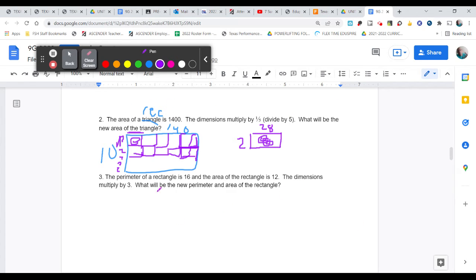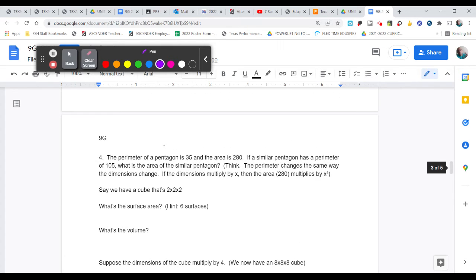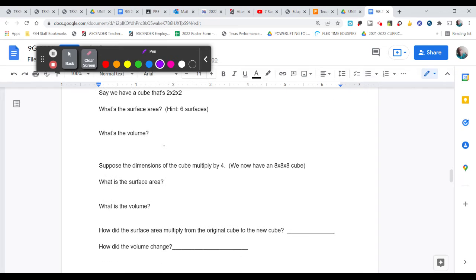All right, so we did those 2. Is everybody good? I want to skip to the 3rd page. This one? No, the back side of that, I should say. Yes. Yeah, so say we have a cube that's 2 by 2 by 2. And this is just going to extend our general rule.